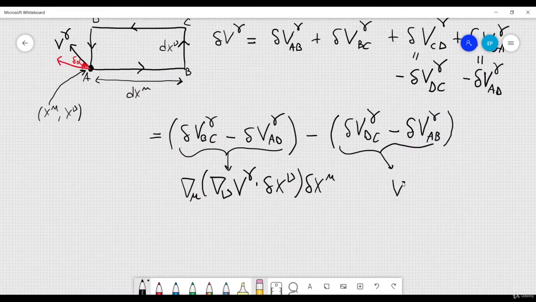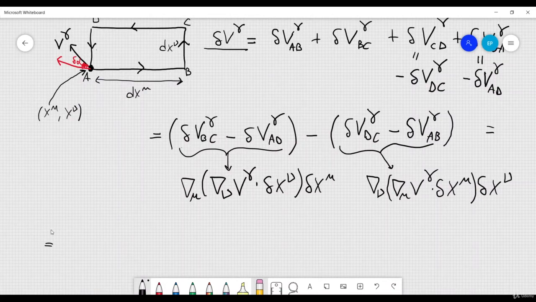So first we have the covariant derivative along mu of V gamma times the change delta x mu, and then we have to consider the change along nu. So delta nu, and then we have delta x nu here. So you can see that the expression that we get is a tensor because we have covariant derivatives. So the total change delta V gamma will also be a tensor. So we will rewrite this.